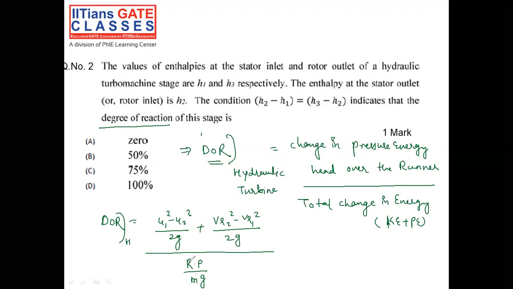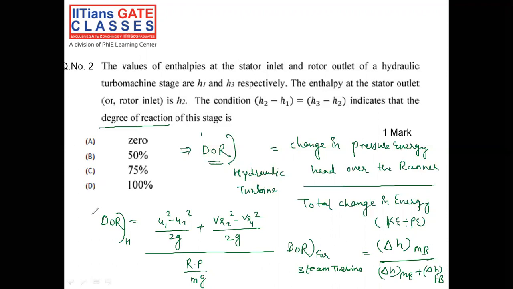Now you will ask, sir, nothing is given in the question. That is, U1, VR1, nothing is given. Runner power, nothing is given. They have given it in terms of enthalpy. Remember that we calculate in terms of enthalpy for a steam turbine. And the formula is the change in enthalpy of the moving blade to the change in enthalpy of the moving blade plus the change in enthalpy of the fixed blade. That is the formula for a steam turbine.